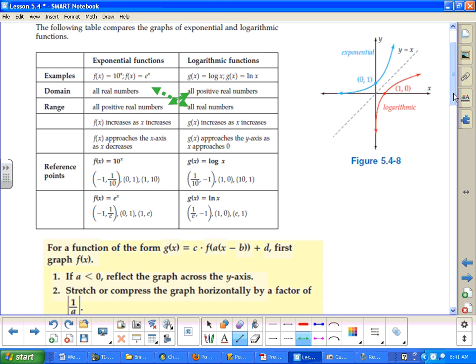And then remember that the logarithms are inverses. So if I have the point (-1, 1/10), I have the point (1/10, -1). So if you know the points for the exponential function, you can just switch x and y, and you've got points for your logarithm.